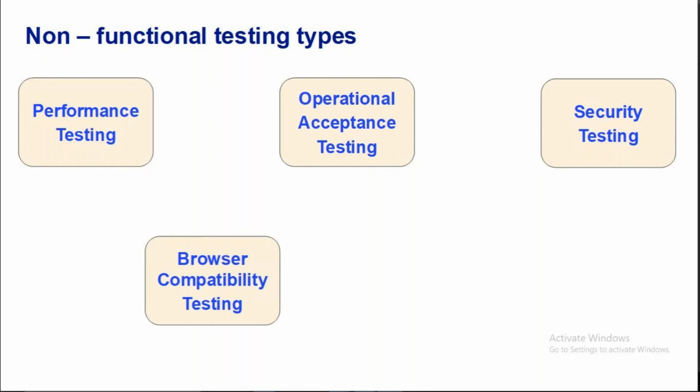Then whether my application will be compatible with different types of browsers, guys. So that is browser compatibility testing. Then accessibility testing: whether my application can be accessed and used by differently abled persons. That is my accessibility testing. Clear all of you?